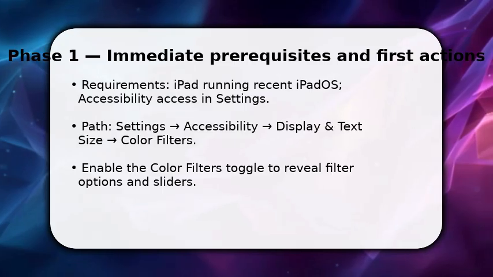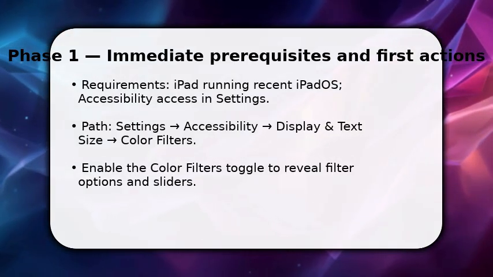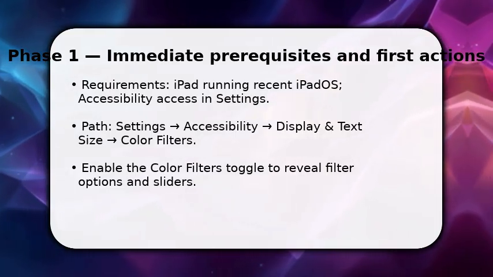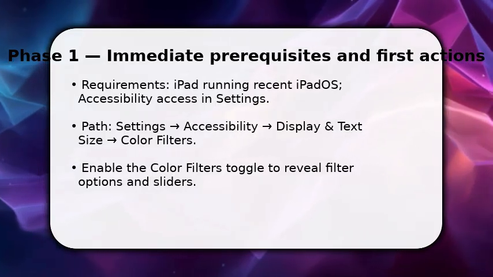Enjoy the video. You start by opening Settings and tapping Accessibility. Once you're there, choose Display and Text Size and then Color Filters. Enable the Color Filters toggle now. This immediately reveals the filter presets and sliders you'll use.